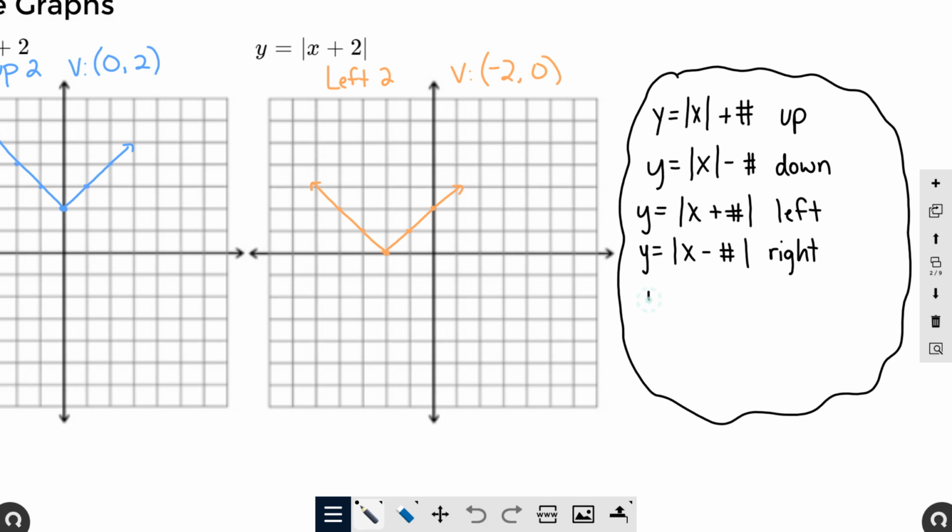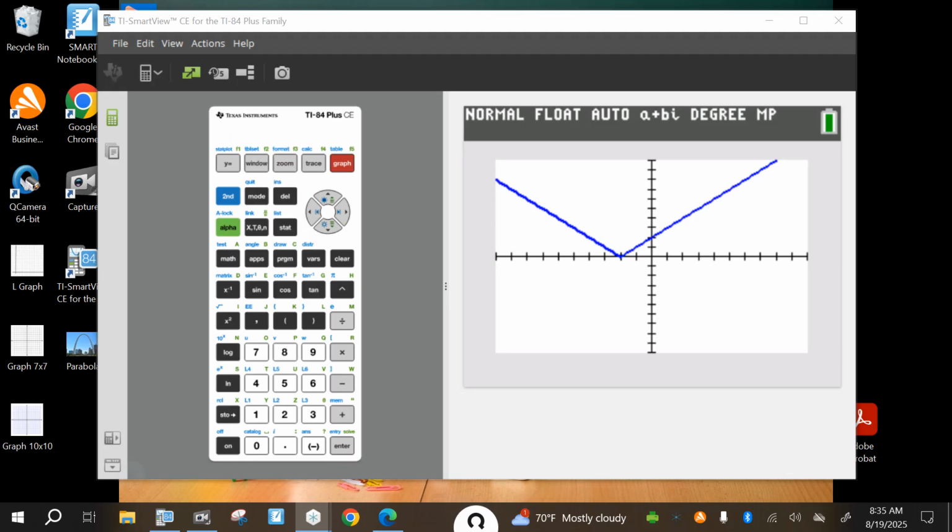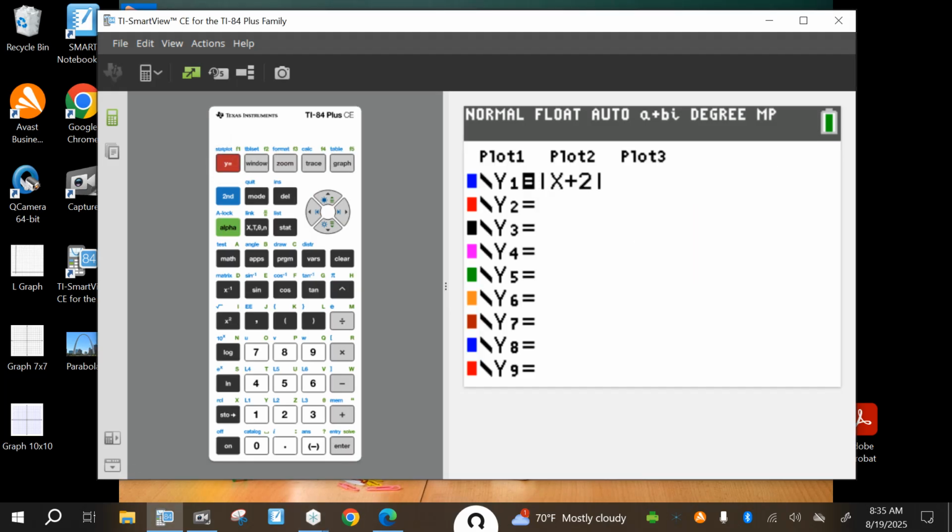Okay, let's do another little what if. Let's see if y'all remember. What if I put a negative in front of the absolute value? See if I remember what that does if a function starts as a negative. Let's graph it and see what happens. Go to y equals. I'm just going to clear that out. I'm going to start with a negative. That's exactly what happens. It flips it.